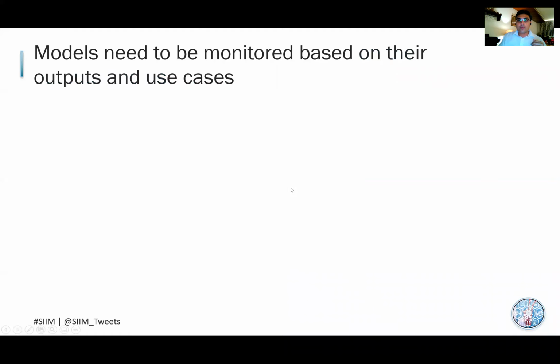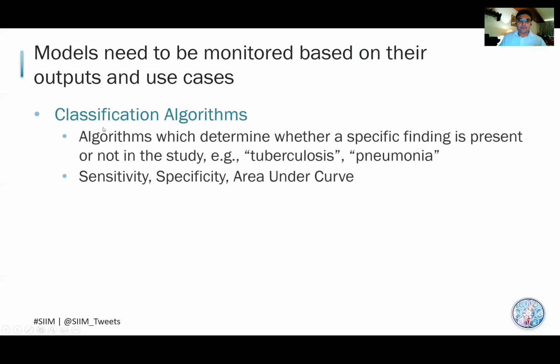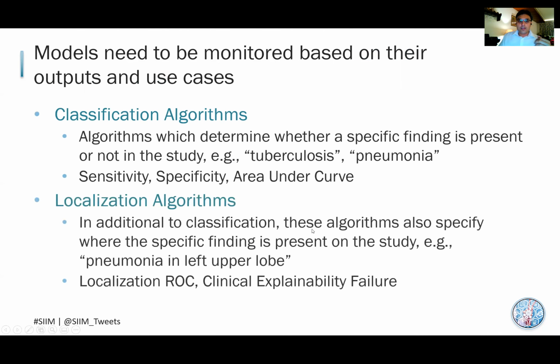Now, models also need to be monitored based on their outputs and use cases. There are a few types of models. We'll quickly go through them. The first and most common type of deep learning model or machine learning model out there are called classification algorithms. These are algorithms which determine whether a specific finding is present or not in a study, let's say tuberculosis or pneumonia. And these are typically measured using sensitivity, specificity, AUC, and similar summary statistics.